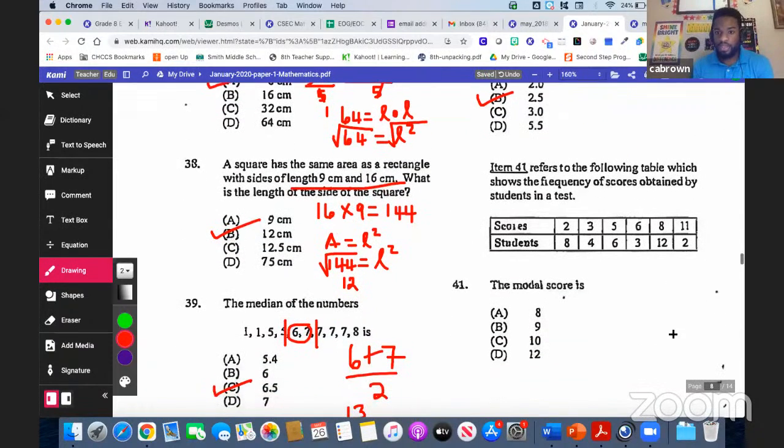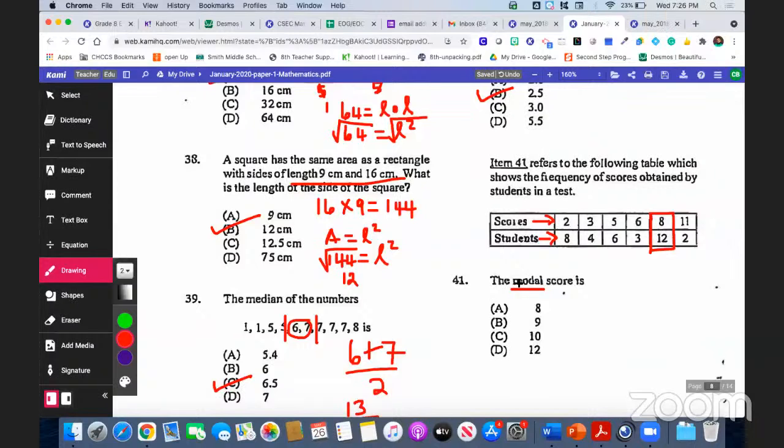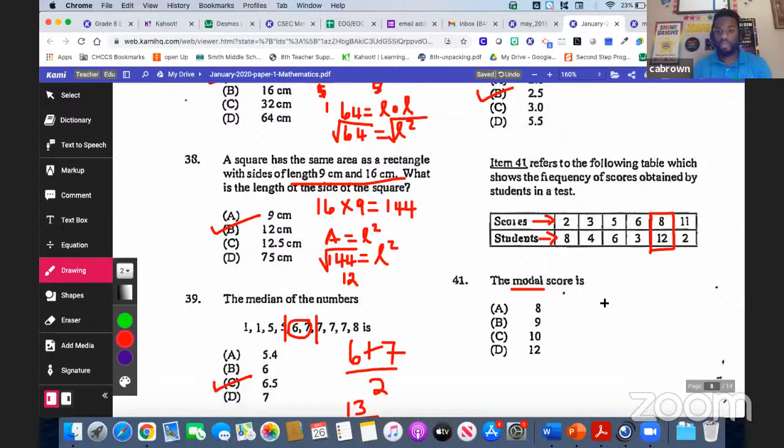So now we're on statistics. Feel like we did this one already too. Item 41 refers to the following table, which shows the frequency of scores obtained by students in a test. The scores, this column is our score, and students. What is the modal score? Modal comes from the word mode, which means that it appears the most. Which score appears the most? Is our answer 8 or is our answer 12? Let's look right here. It says, what is the modal score? Modal score means that many students got that score. So the modal score was 8.